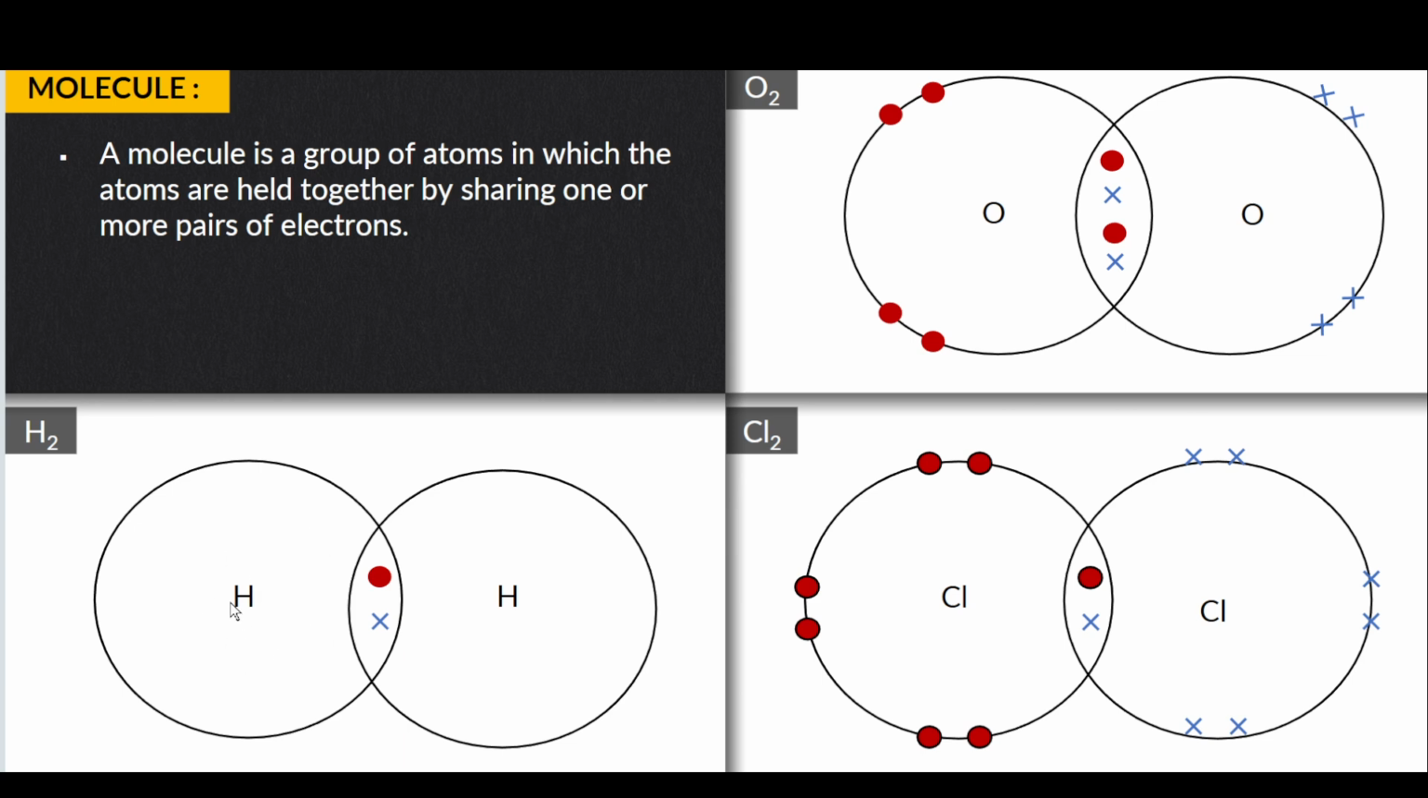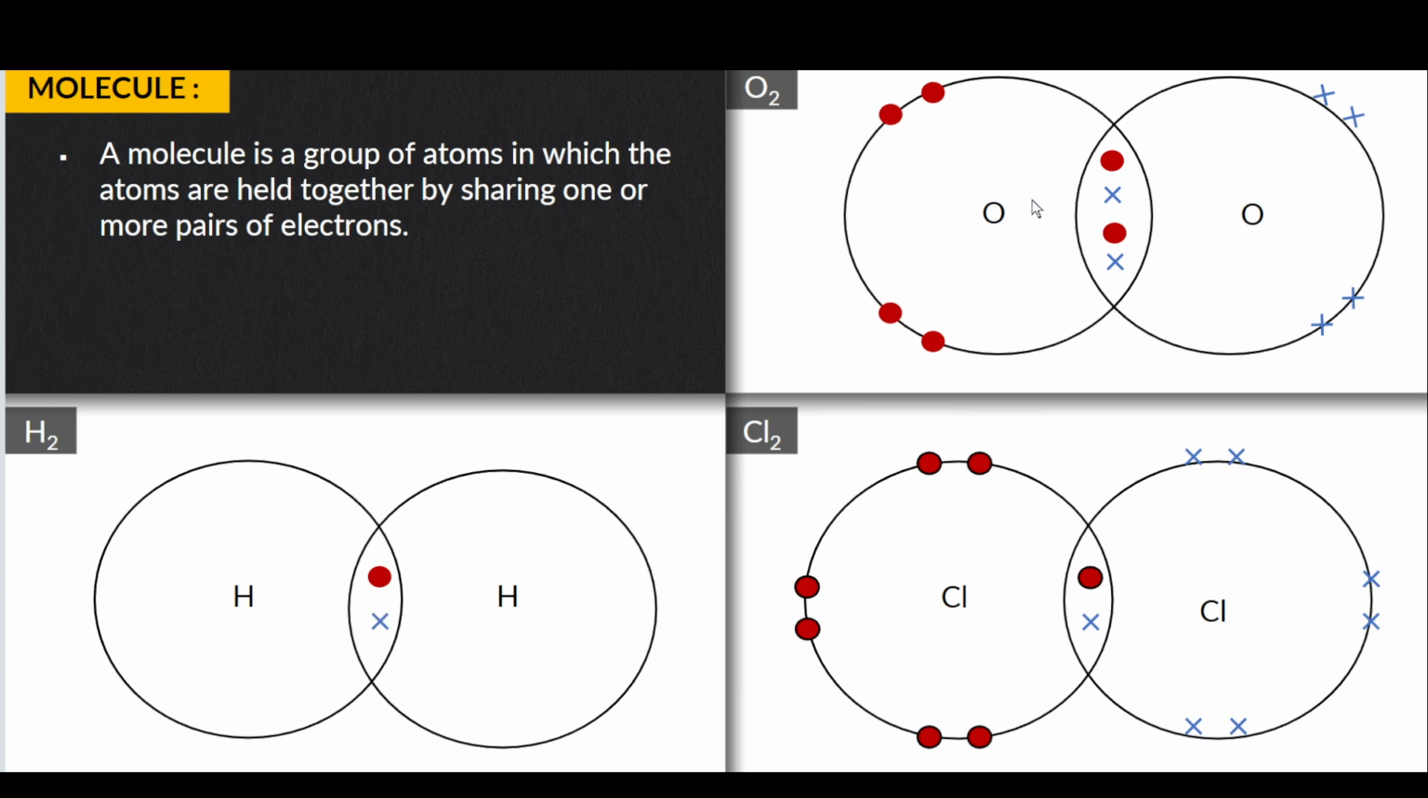So to be stable, what these hydrogens would do is share each other's electron, because this way they both have two electrons, right? This overlapping shows that these two electrons are shared by both of these atoms, and that's how they share these electrons and they both become stable. Okay, so this is again an example of covalent bonding, because electrons are shared.